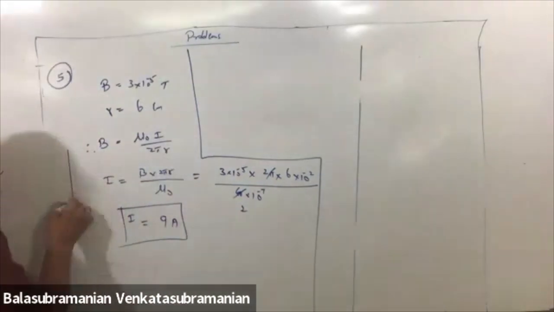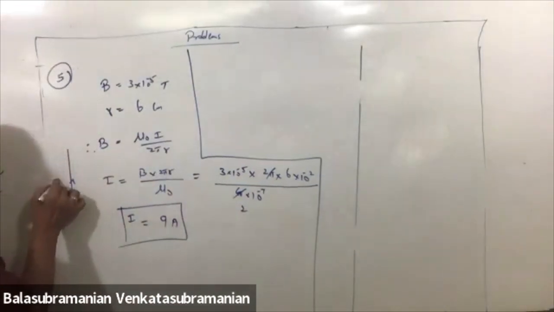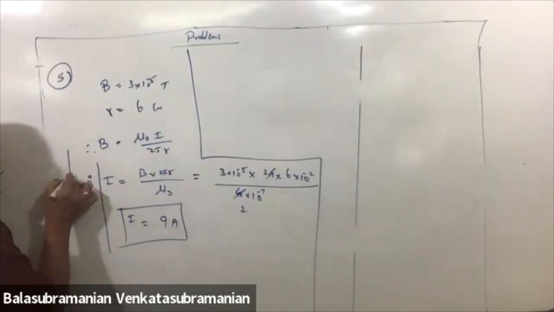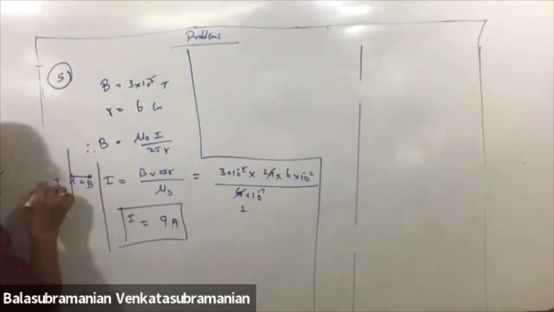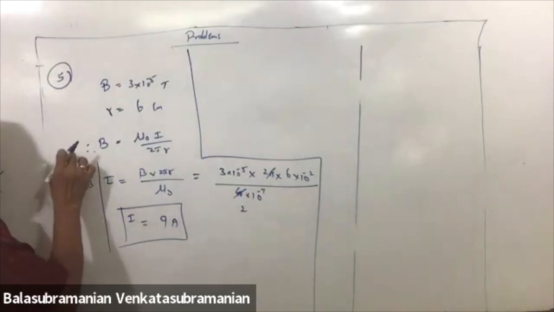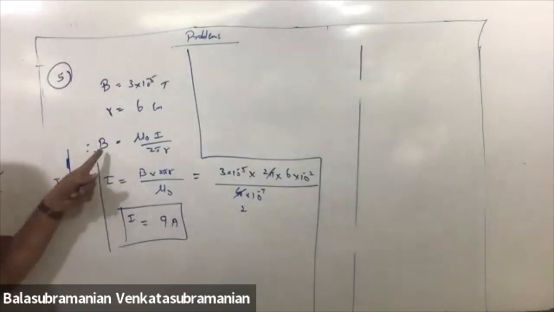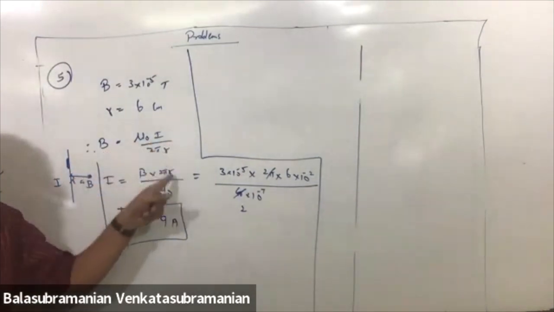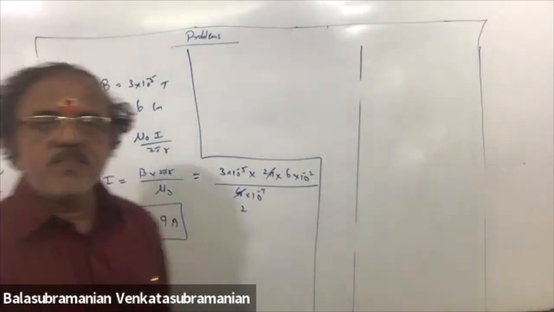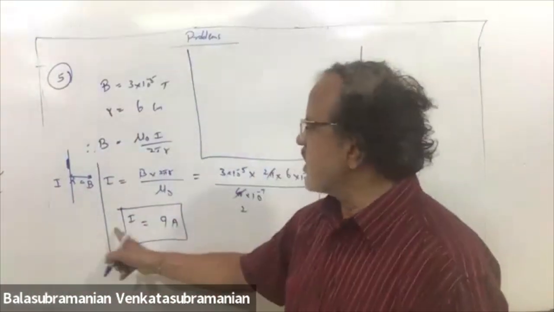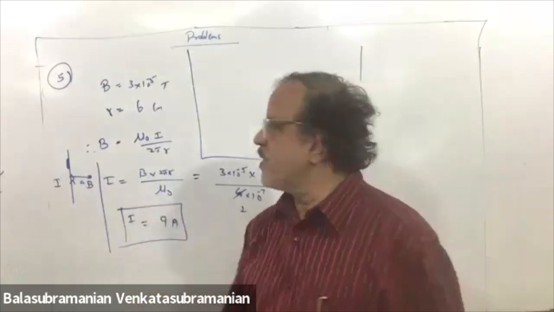Same current conducting wire, I, magnetic field at this point is given, which is at a distance of A. You are required to calculate this small portion magnetic field. That is B is equal to mu naught I by 2 pi R. From that, B you are calculating. That B is given in the problem. You have to calculate what current is passing.